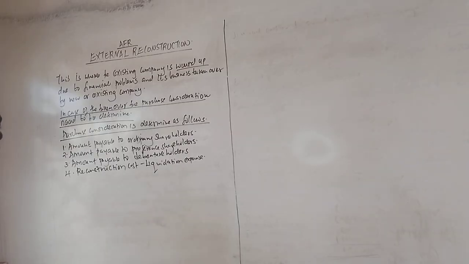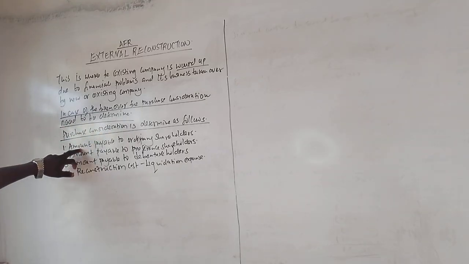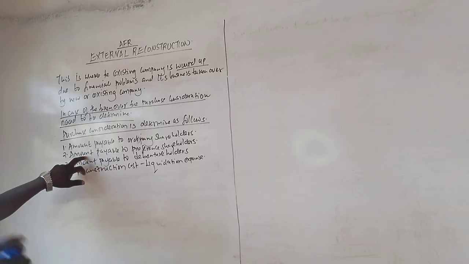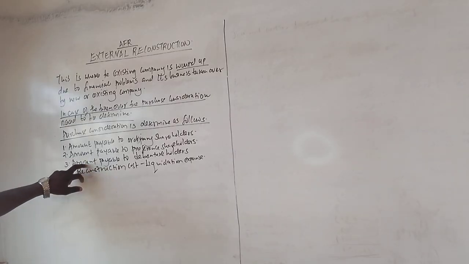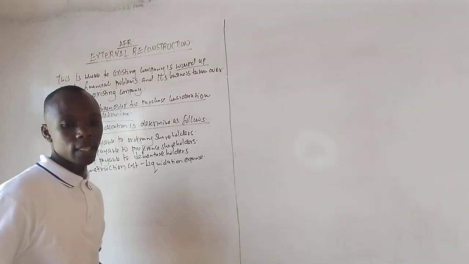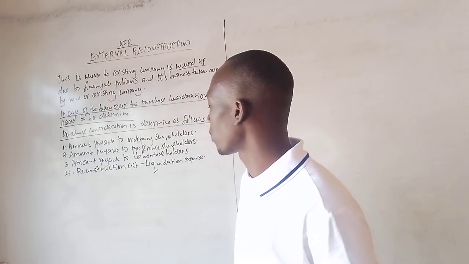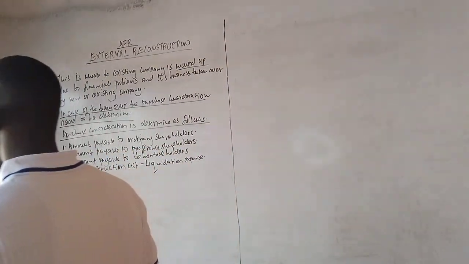So this is how you are going to determine the purchase consideration. You take the amount payable to ordinary shareholders, the amount payable to preference shareholders, the amount payable to debenture holders, and also the reconstruction cost. Then the next step, we are supposed to prepare the accounts.